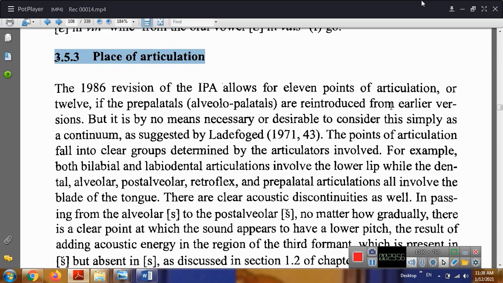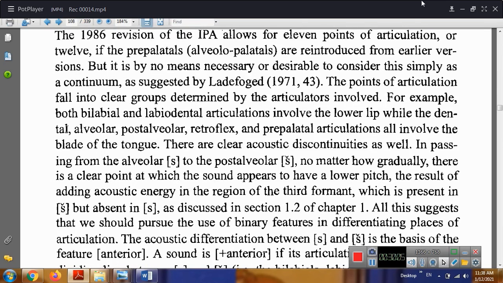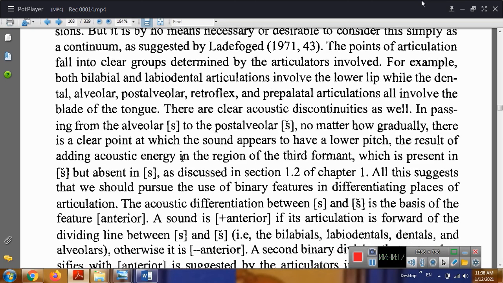For introducing the place of articulation, you should remember the active and passive articulator, which I will review again here. For example, both bilabial and labiodental articulation involve the lower lip, while the dental, alveolar, post-alveolar, retroflex, and prepalatal articulations involve the blade of the tongue.